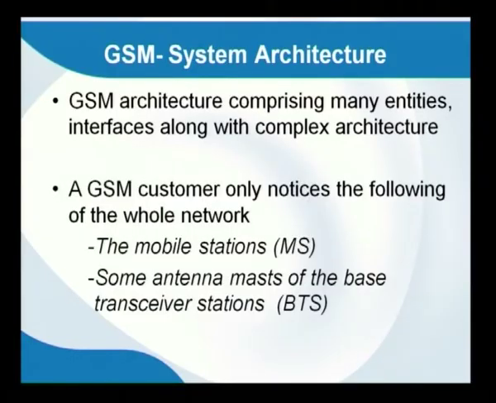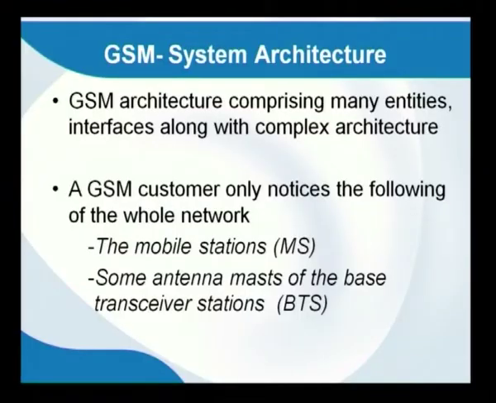Now let us discuss the GSM architecture. The GSM architecture is a very complex architecture. It contains many subparts, but a fact about the GSM architecture is that a GSM user only avails of a few parts of the entire GSM architecture. For example, a user may see only the mobile station, that is the mobile phone used by the GSM users, and the antenna masts of the base transceiver system or the tower, generally referred to as the GSM tower. These two parts are only known to the common GSM users. But actually the GSM architecture is very complex from the technical perspective.